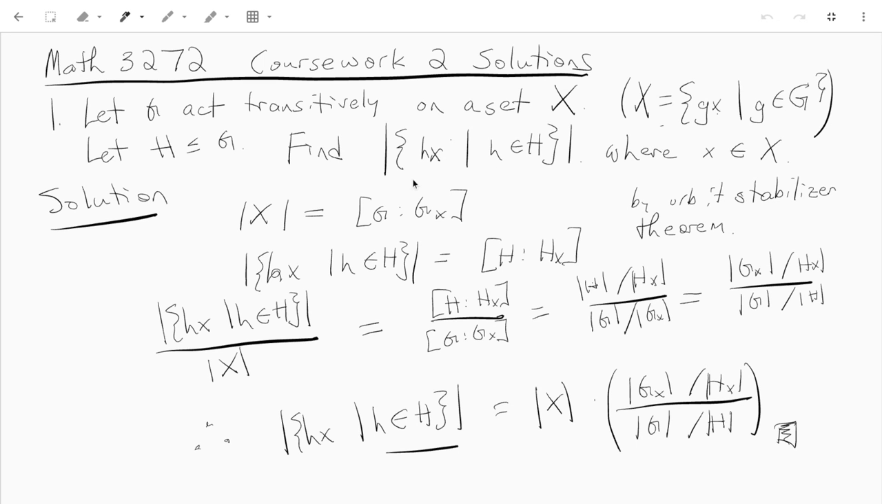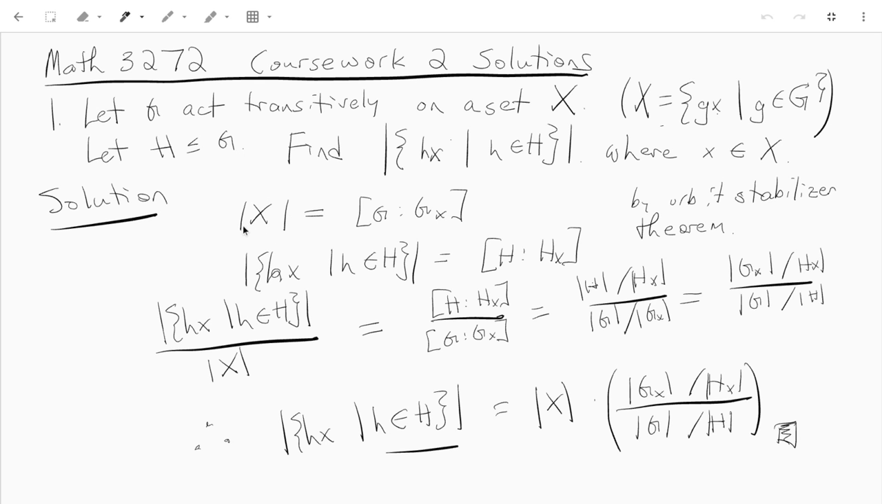Okay? And then I put some rules, like you have to write it in terms of a few other quantities. Okay. The solution is just to use the orbit stabilizer theorem for G and to use it again for H. So the orbit stabilizer theorem says that the size of the orbit is the group index of the stabilizer in the group.